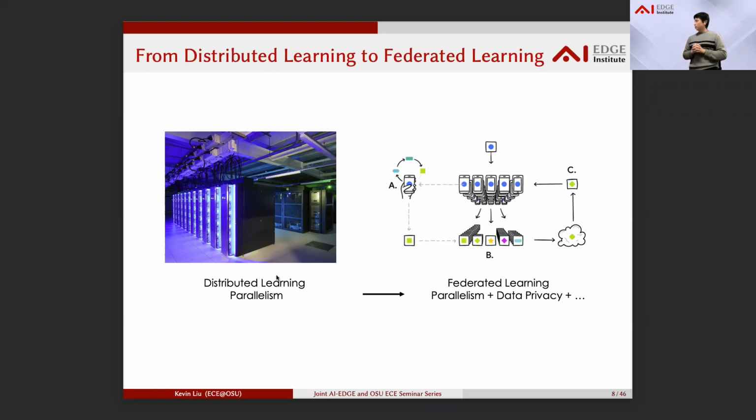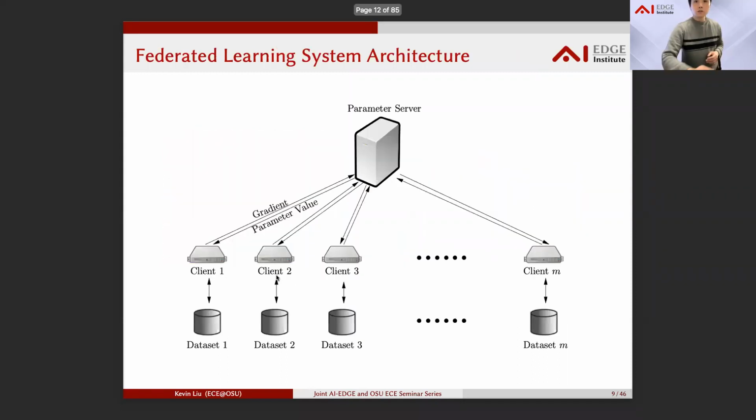However, in federated learning, you can no longer assume these things, because the structure of federated learning actually looks like this. You have a parameter server and a bunch of clients. The number of clients could be pretty huge, and each client will hold a local data set.